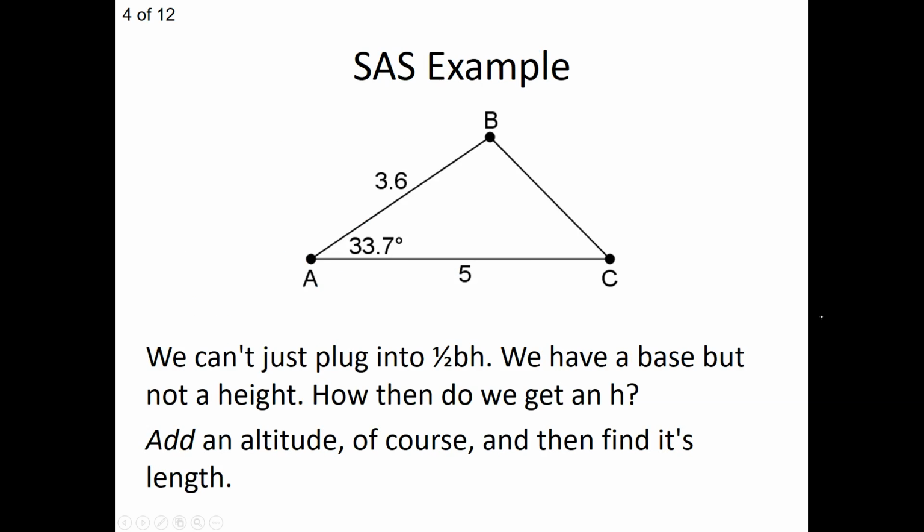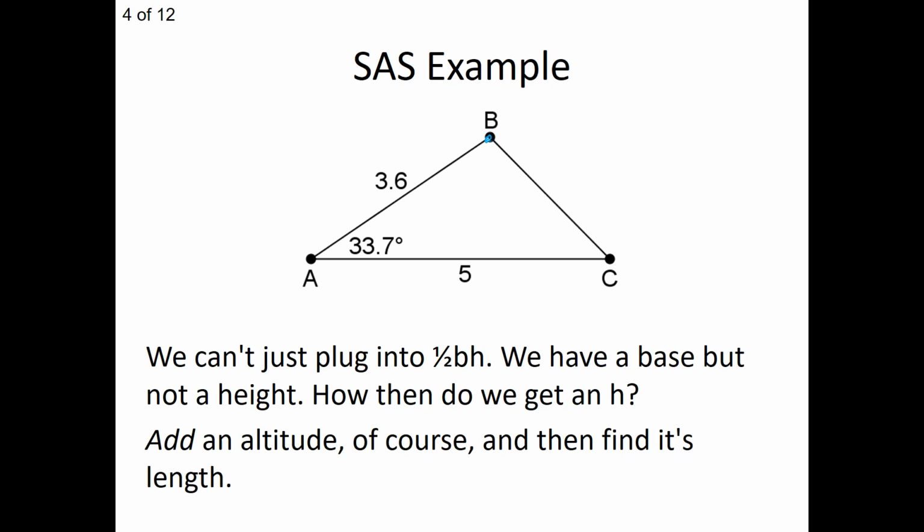We're going to start with a side angle side example, and look at how we are going to derive the area formula for the side angle side. Well, again, we can't just use 1/2 base times height. We have two sides of this triangle, the 3.6 and the 5, but that's really not enough to get the height of this. So how are we going to get the height? Well, of course, we can add one.